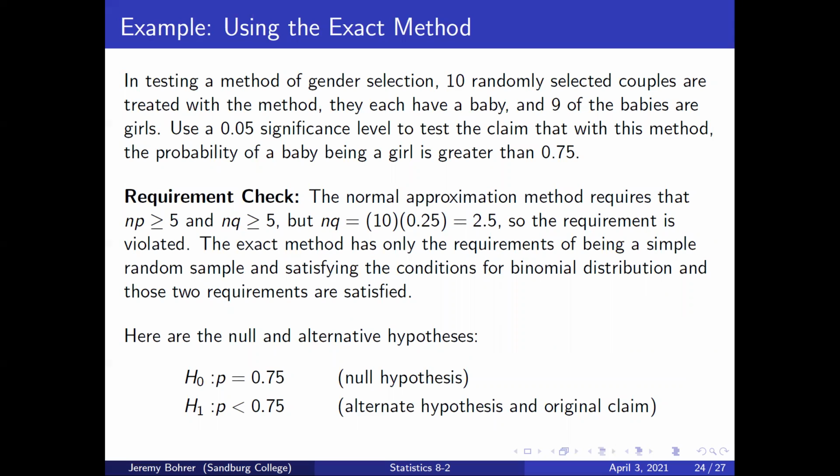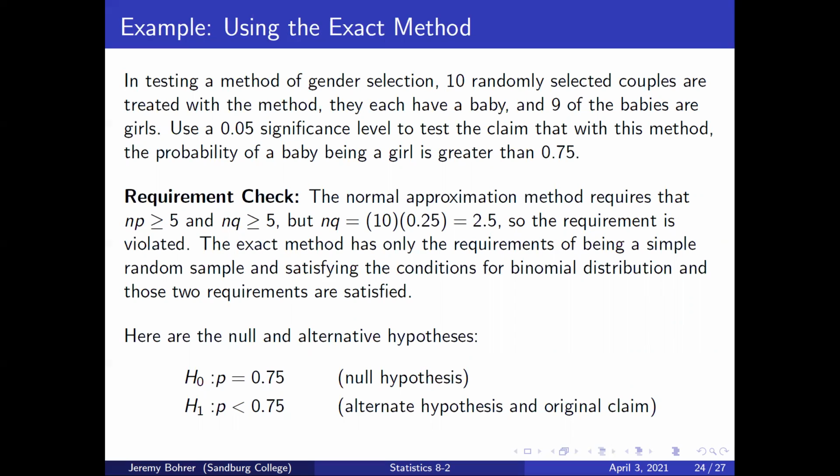In testing a method of gender selection, 10 randomly selected couples are treated with the method. They each have a baby, and 9 of the babies are girls. Use a 0.05 significance level to test the claim that with this method, the probability of a baby being a girl is greater than 0.75.